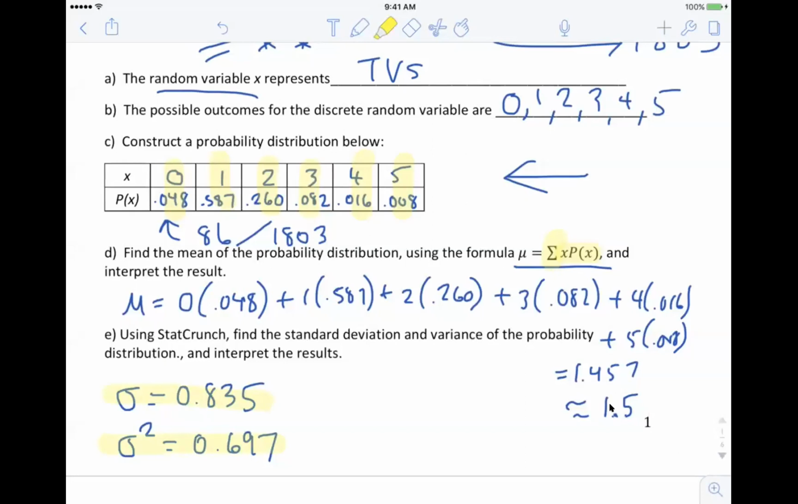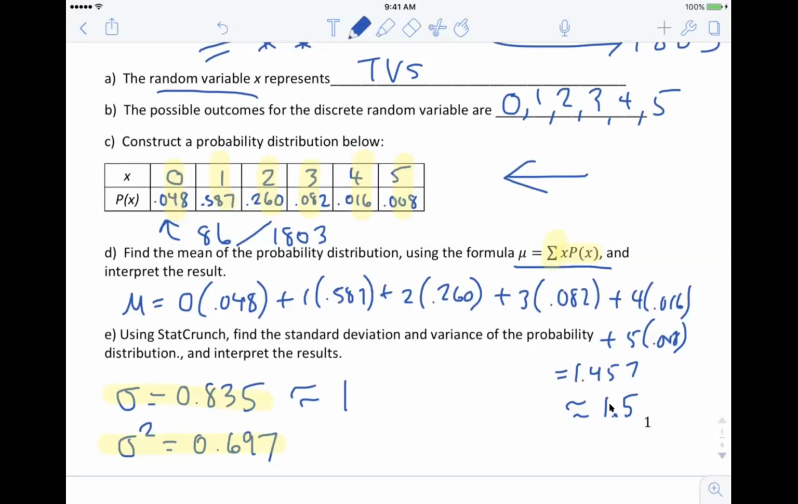And what this is, if I want to get a little interpretation, approximately 1, right? So on average, a randomly selected household will differ from the mean by about 1 TV. Okay, so on average, a randomly selected household will differ from the mean by about 1 TV. That's the interpretation of standard deviation. Okay, so that might come up in the homework, probably a multiple choice type thing.